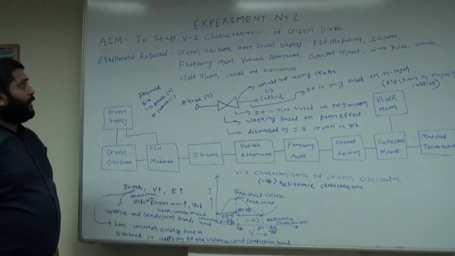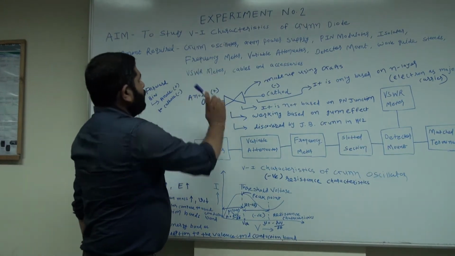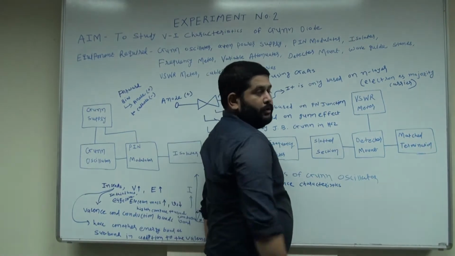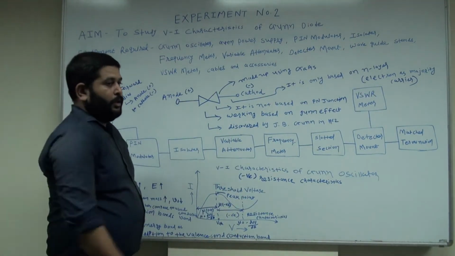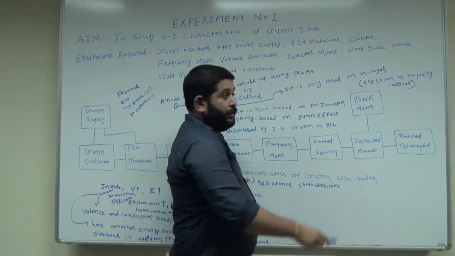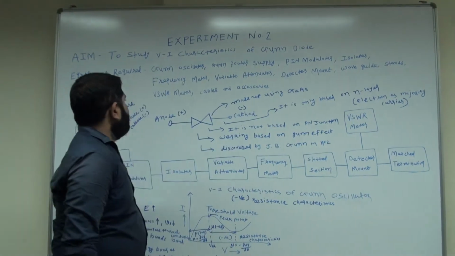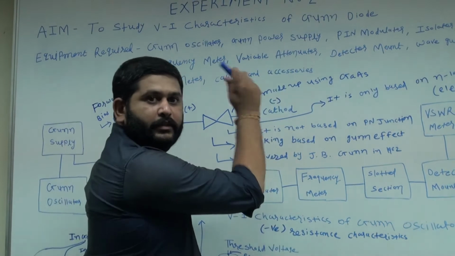And the equipment required in this experiment: Gunn oscillator, Gunn power supply, PIN modulator, isolator, frequency meter, variable attenuator, detector mount, waveguide stand, VSWR meter, cable and accessories.